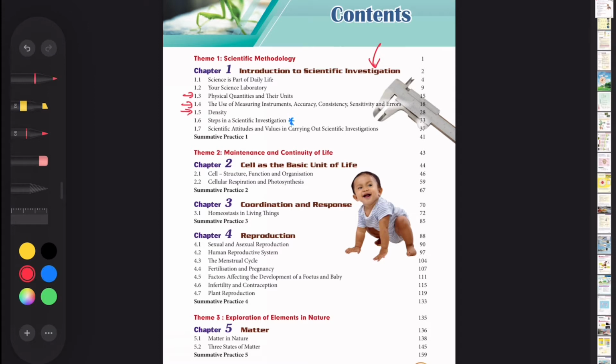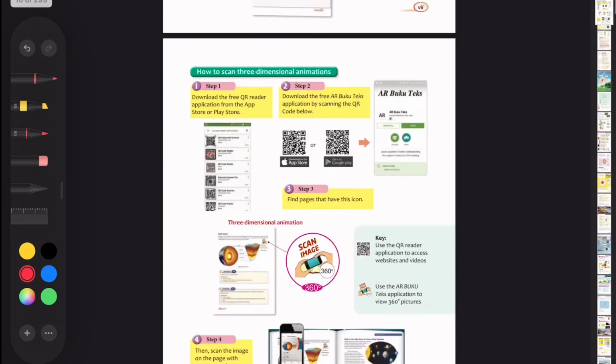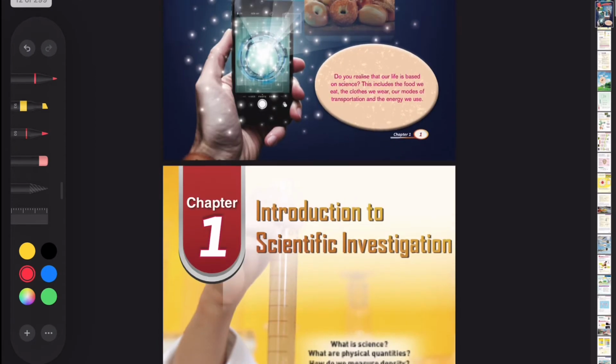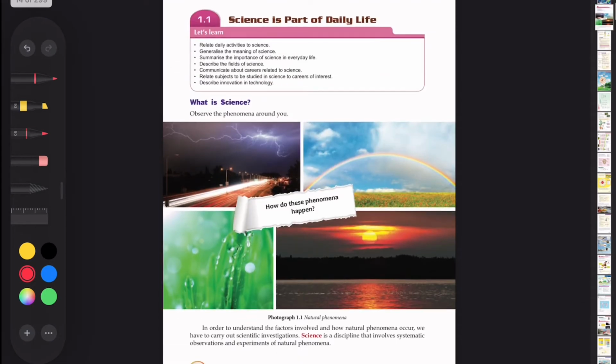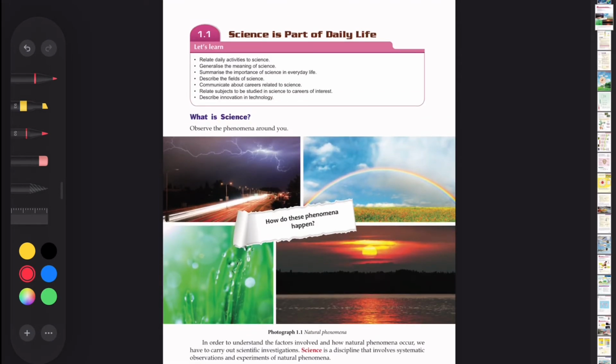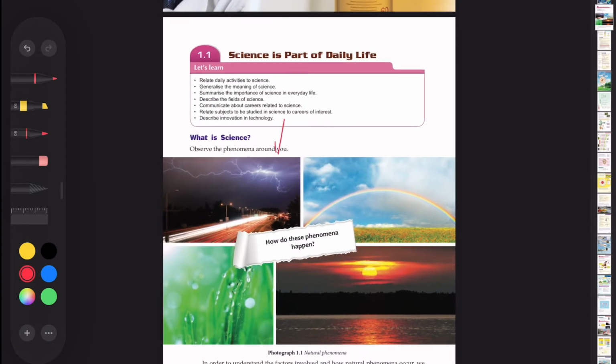So now we'll be moving on to the actual context of Chapter 1. Okay, guys, so introduction to scientific investigation. We'll start off with what is science. Science is a discipline that involves systematic observation and experiment of natural phenomena. Science is basically questioning what happens around you. For example, the formation of lightning, as you can see here, or the formation of a rainbow, or the rise of the sun in the morning.